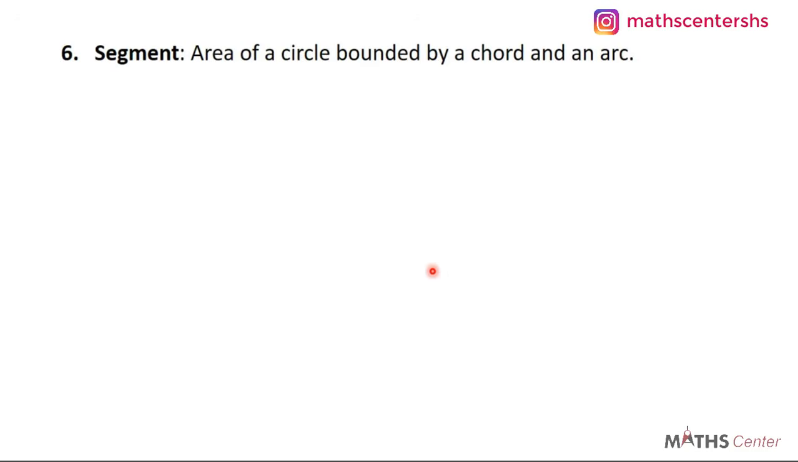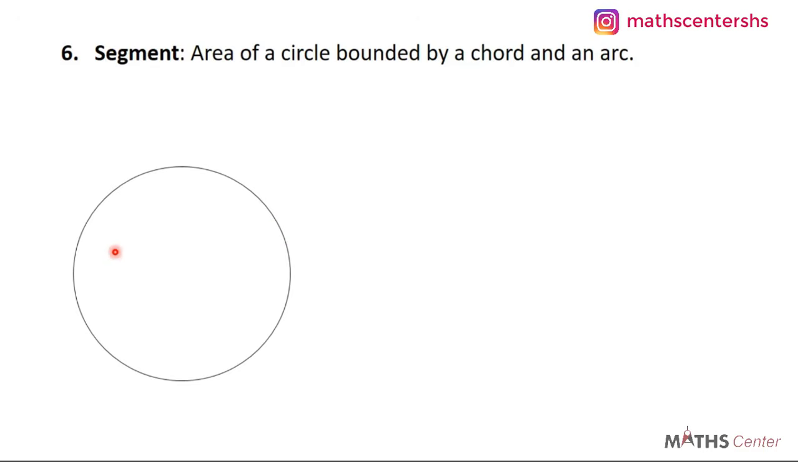Okay, so let's move on to the next part of the circle we want to consider: a segment. A segment is an area of a circle bounded by a chord and an arc. We know a chord, we know an arc. So the area of a circle bounded by a chord and an arc is referred to as a segment. Let's illustrate this on a circle.